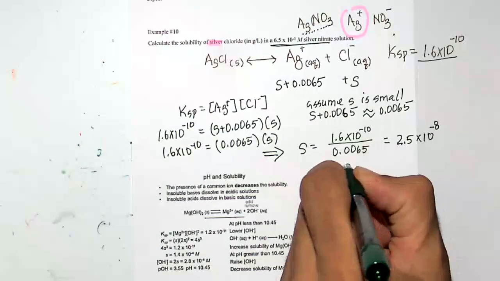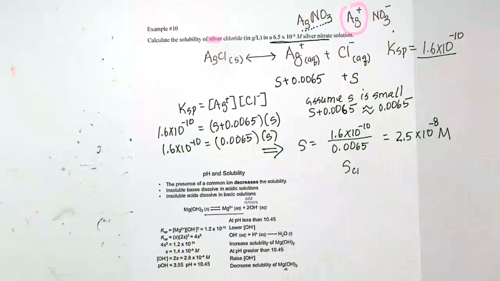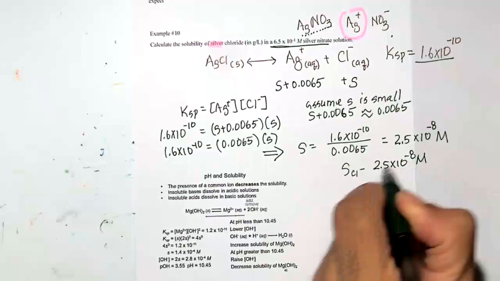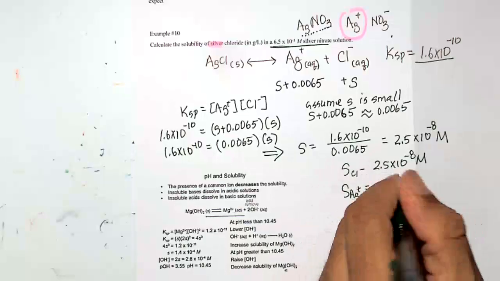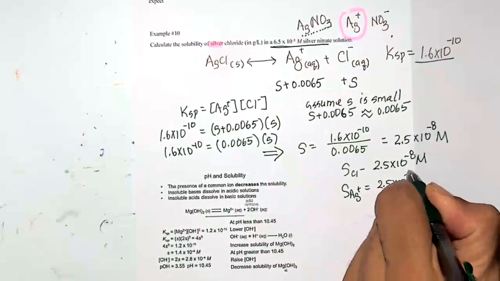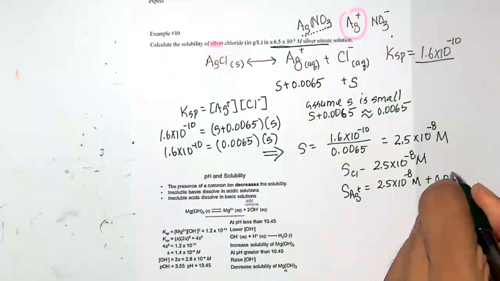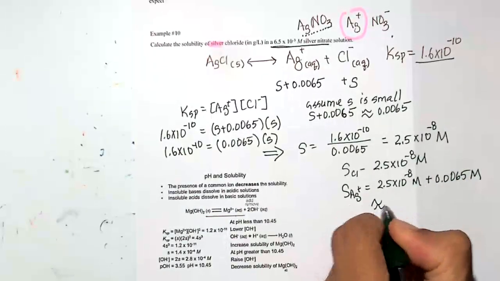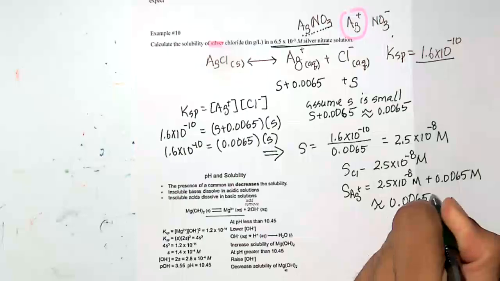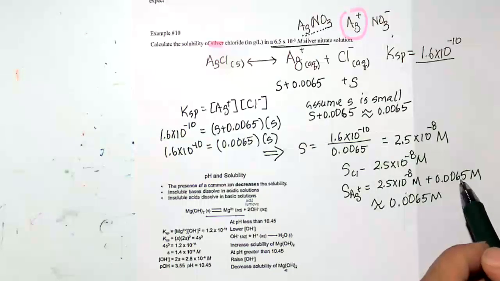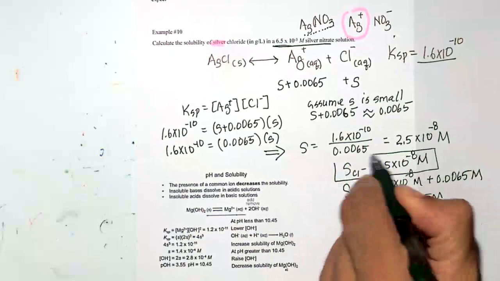So the answer to this problem is the solubility, don't forget the molar. The solubility of Cl minus is 2.5 times 10 to the minus 8 molar. The solubility of Ag plus is 2.5 times 10 to the minus 8 molar plus the 0.0065 you get from the common ion. I'd like to submit to you that this is about the same as 0.0065, since 10 to the minus 8 plus 0.0065 is still 0.0065. So this is the answer for that.